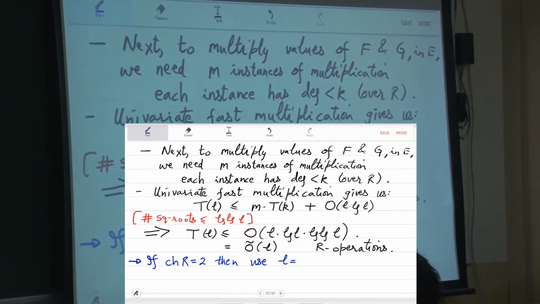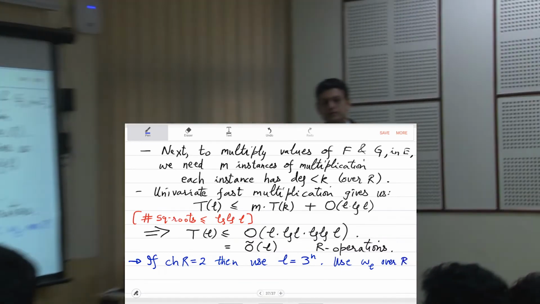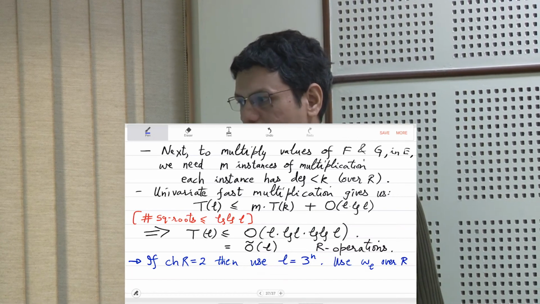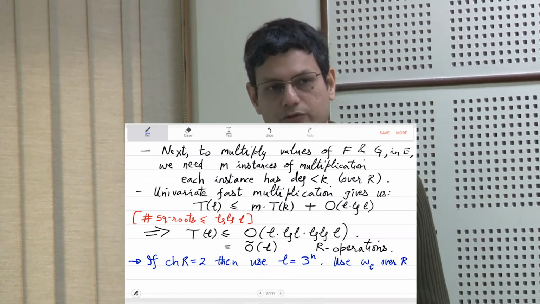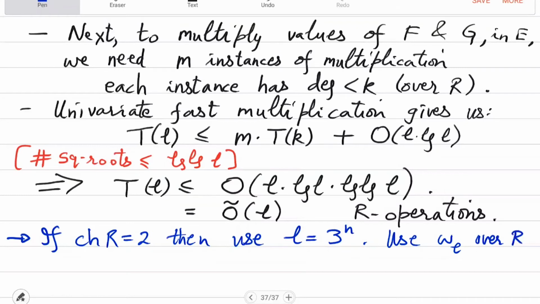Then use L to be 3 to the n, and accordingly use omega L. But 3 raised to n instead of 2 raised to n has no bearing on the basic structure of your algorithm. Whatever you did with the previous L, the same thing you do with this L, with the added advantage that 1 over L exists in E. So the DFT algorithm works.